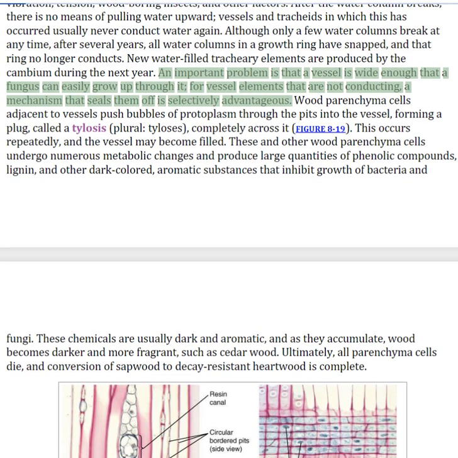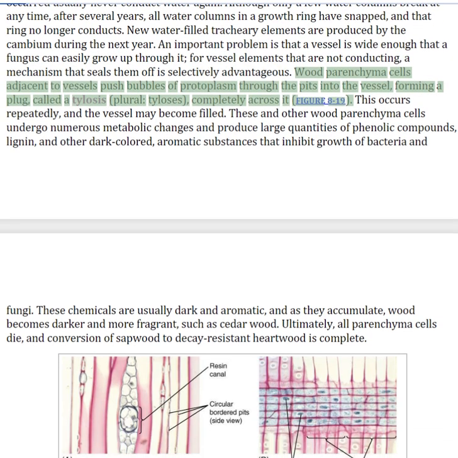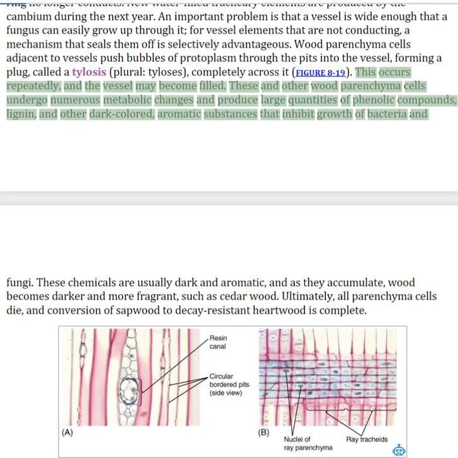An important problem is that a vessel is wide enough that a fungus can easily grow up through it. For vessel elements that are not conducting, a mechanism that seals them off is selectively advantageous. Wood parenchyma cells adjacent to vessels push bubbles of protoplasm through the pits into the vessel, forming a plug, called a tylosis, completely across it. This occurs repeatedly, and the vessel may become filled.